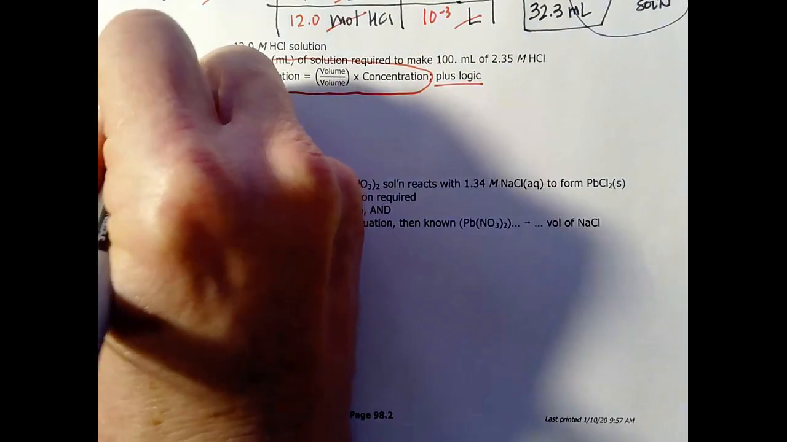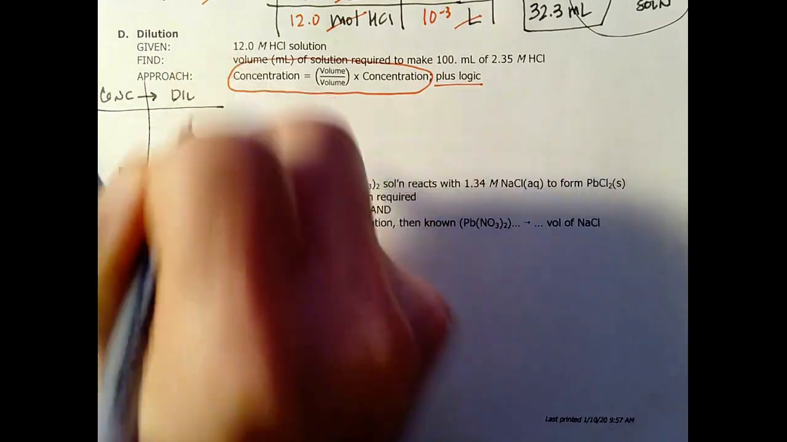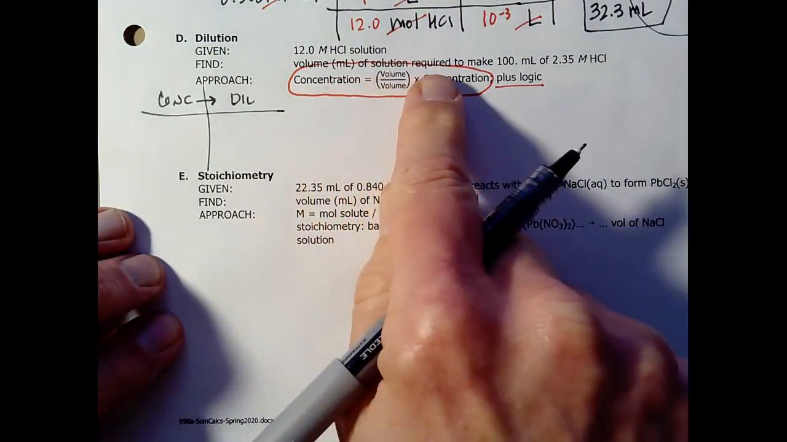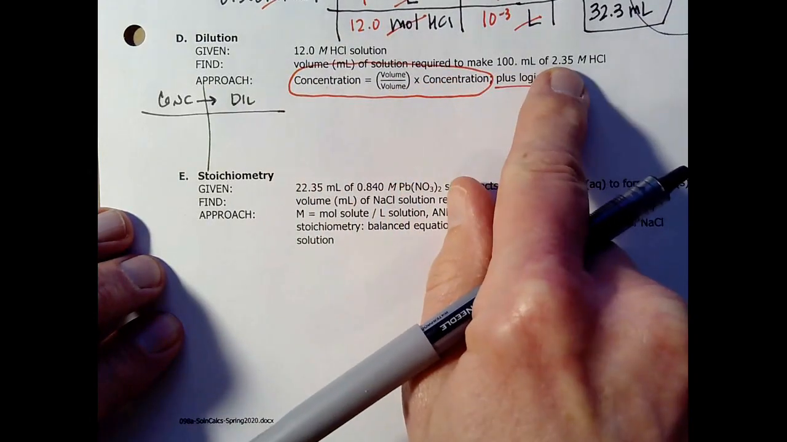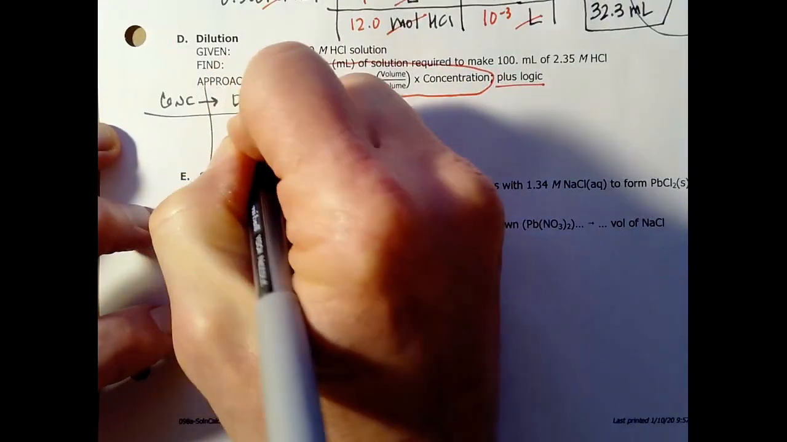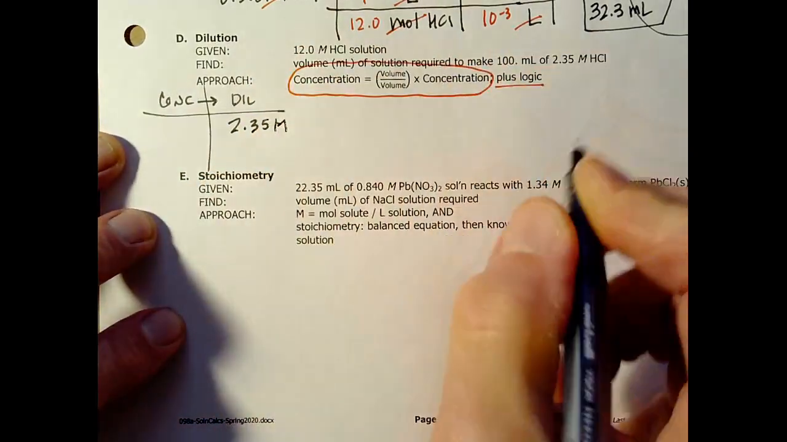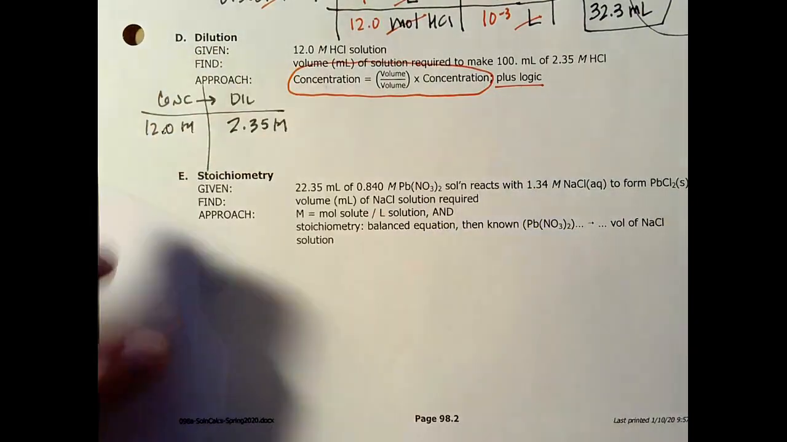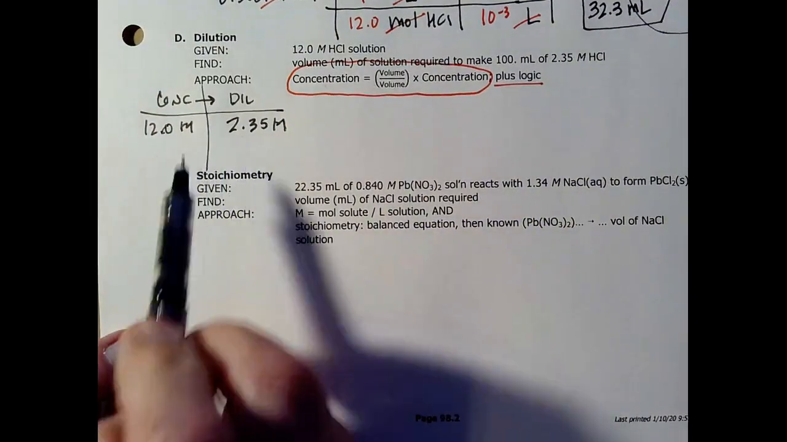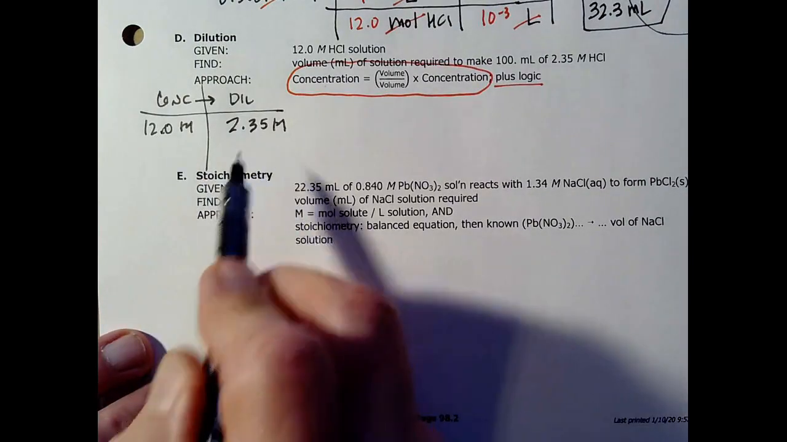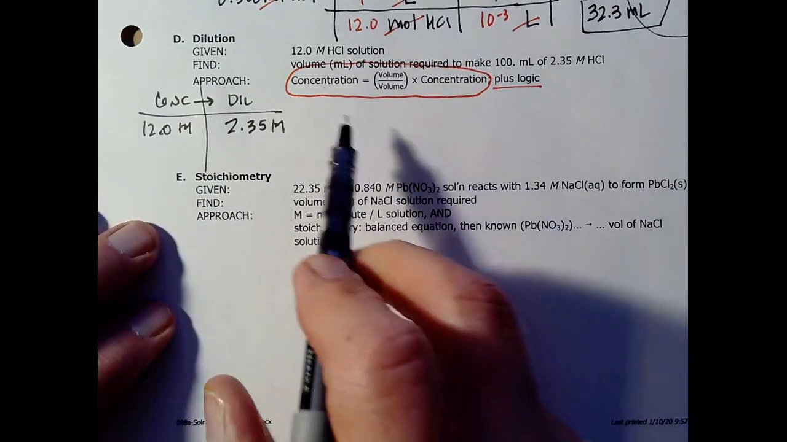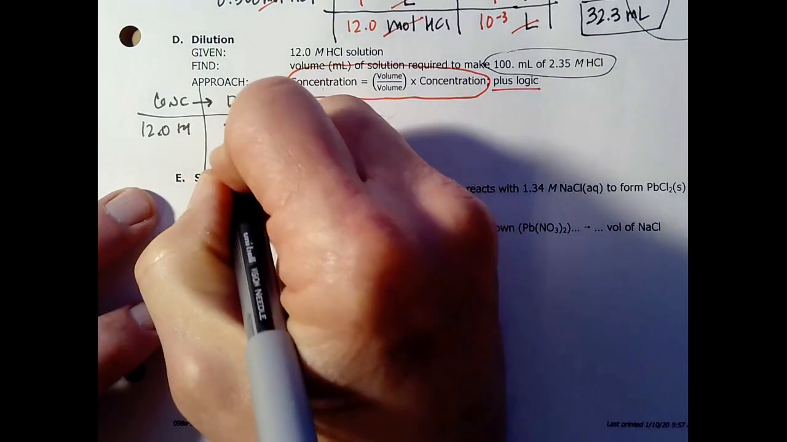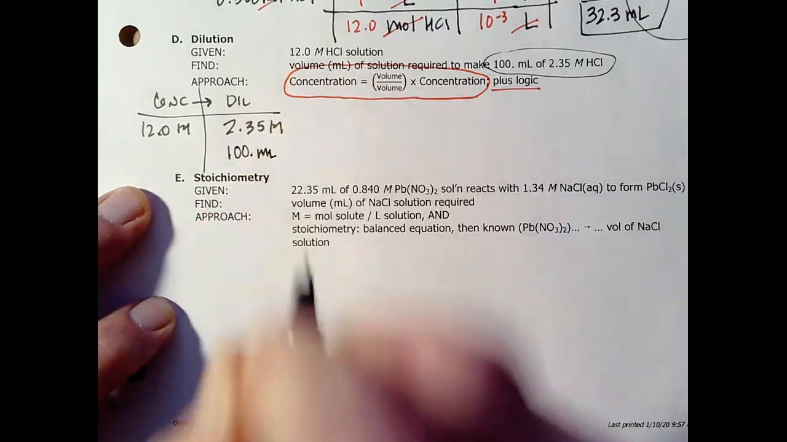So I might have to sort out, okay, I have concentrated and I'm going to dilute it. And I could say, okay, volume of the solution to make 100 milliliters. Well, that's a lower concentration. 2.35 molar, 12.0 molar. 12 down to 2. So I know my concentration is going to go down. So let's see, what do I know? I want 100 milliliters of that.